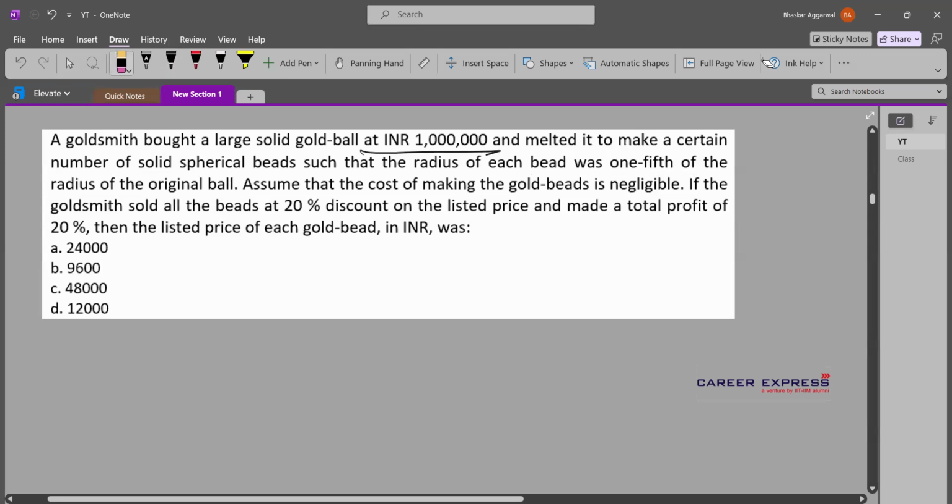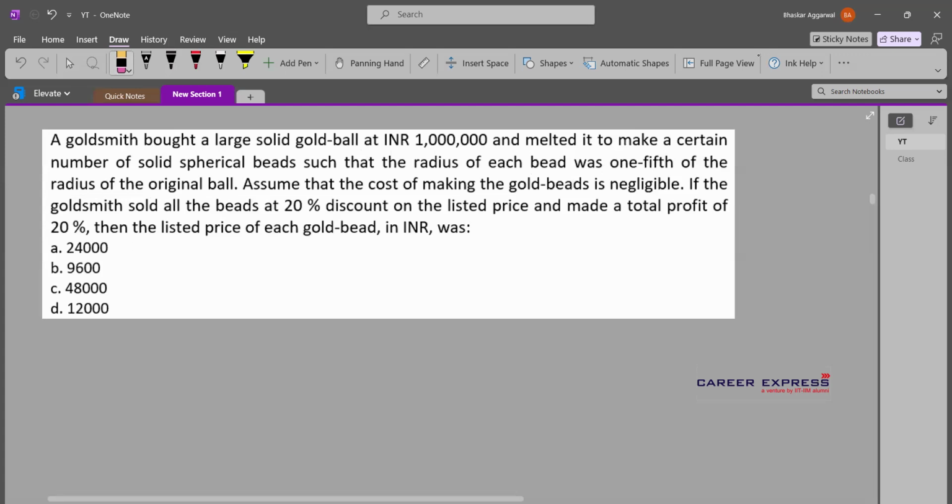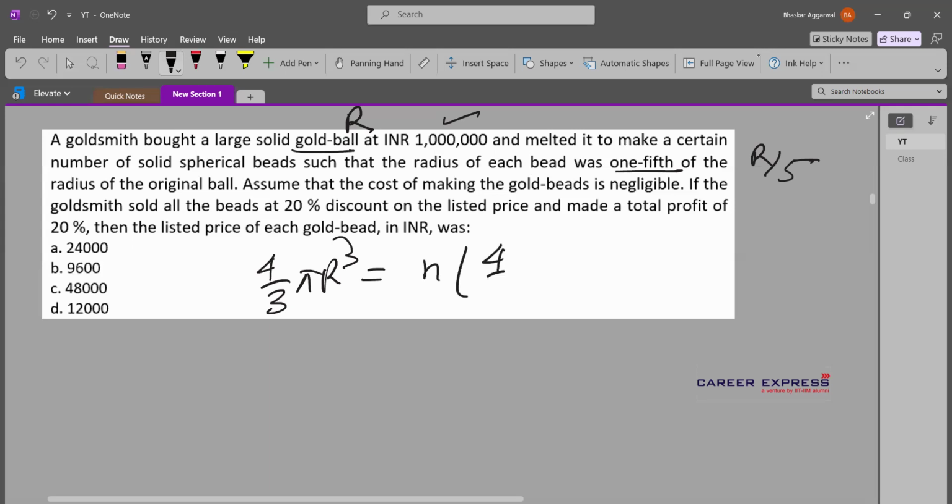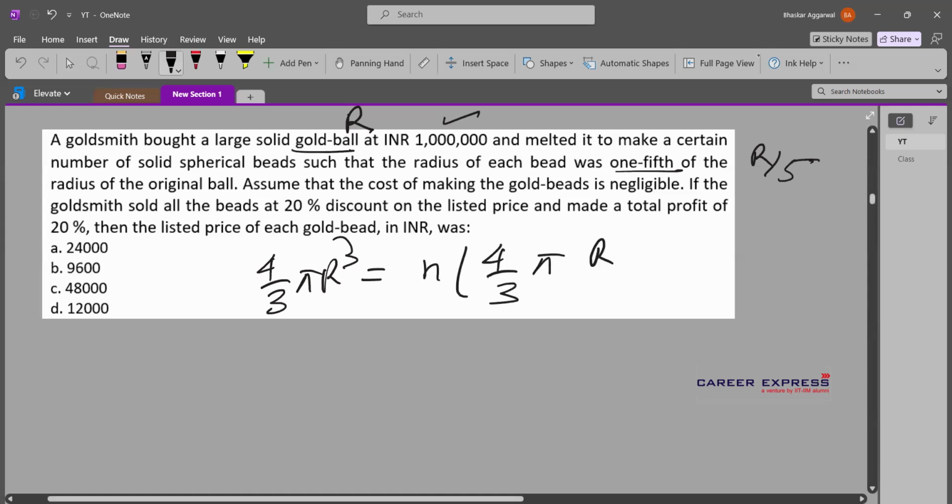So we can do that now. If the radius of the gold ball was R and the radius of the small bead is R by 5, which is 1/5 of the original ball. So we can say that the volume of the ball and the total volume of all the beads combined, that will be 4 by 3 pi R cube. That should be equal to n times 4 by 3 pi (R by 5) cube. That is the volume of the sphere.